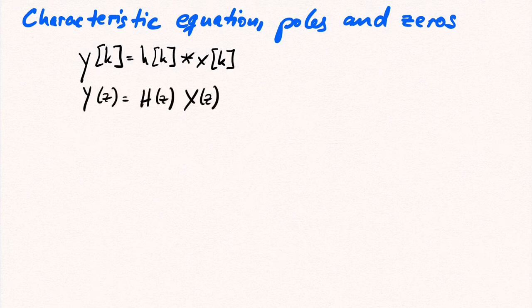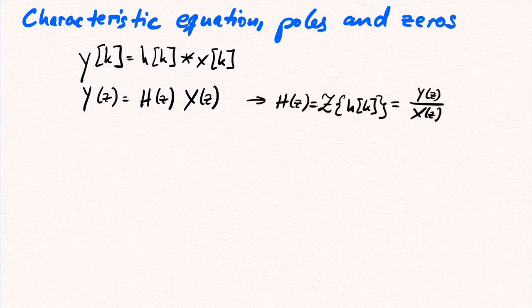Applying the z transform yields that Y(z) is equal to H(z) times X(z), where the transfer function H(z) is equal to the z transform of the impulse response h(k), equal to Y(z) divided by X(z).